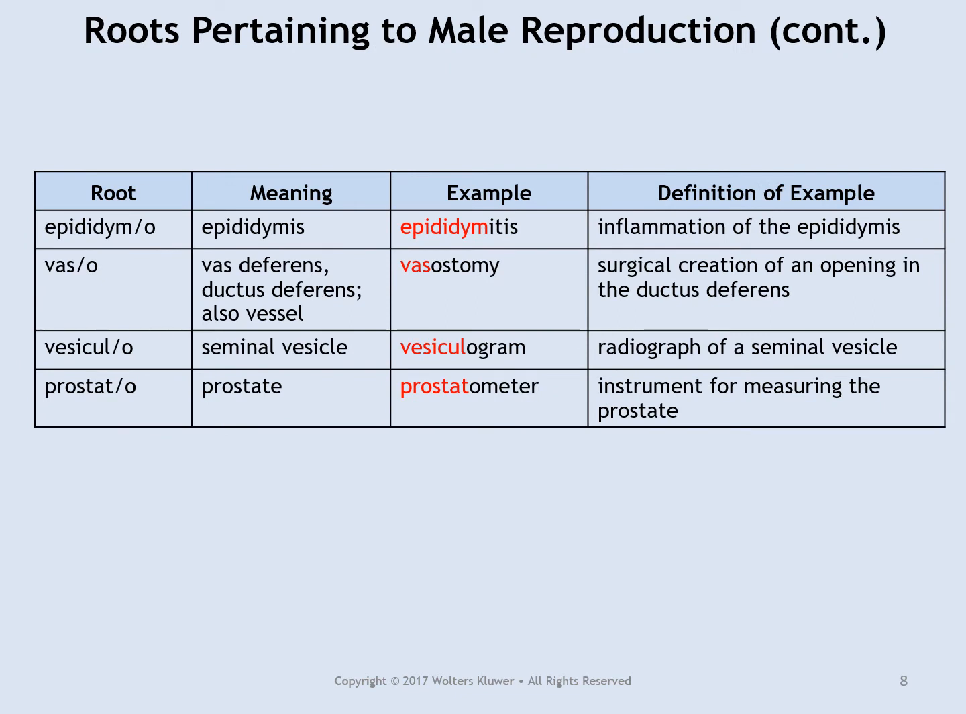Epididymo obviously refers to the epididymis. Vaso refers to a vessel. Usually you see it referring to the vas deferens. Vesiculo to the seminal vesicle, and then prostato to the prostate.